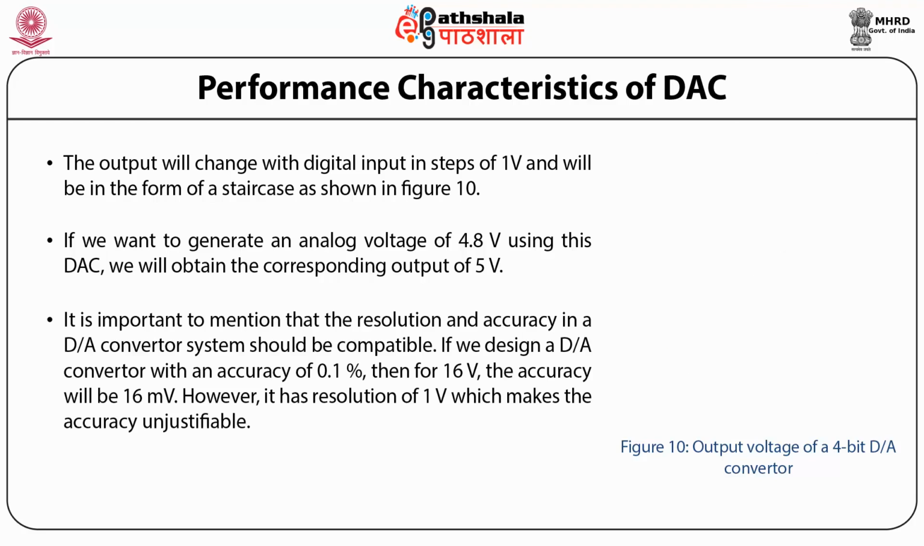It is important to mention that the resolution and accuracy in a D2A converter system should be compatible. That is, if we design a D2A converter with an accuracy of 0.1%, then for 16 volts, the accuracy will be 16 millivolt. However, it has a resolution of 1 volt, which makes the accuracy unjustifiable. Thus, the resolution and accuracy should be kept compatible to each other.